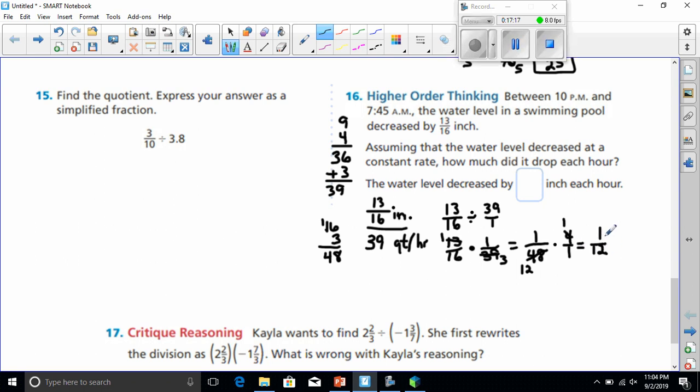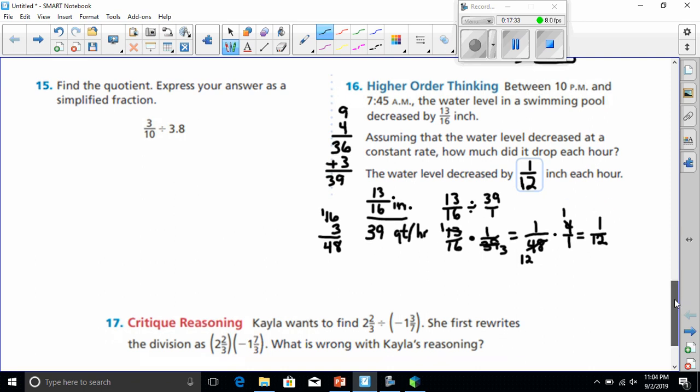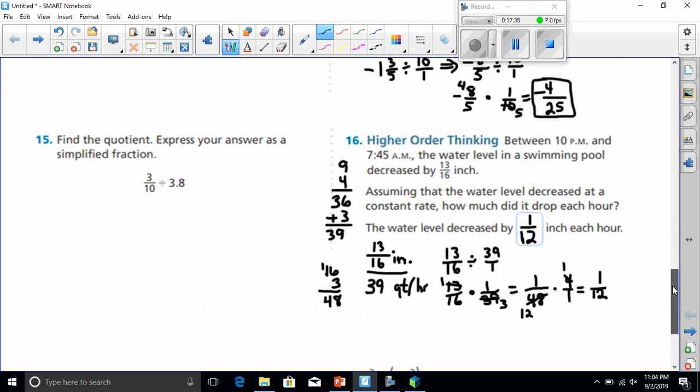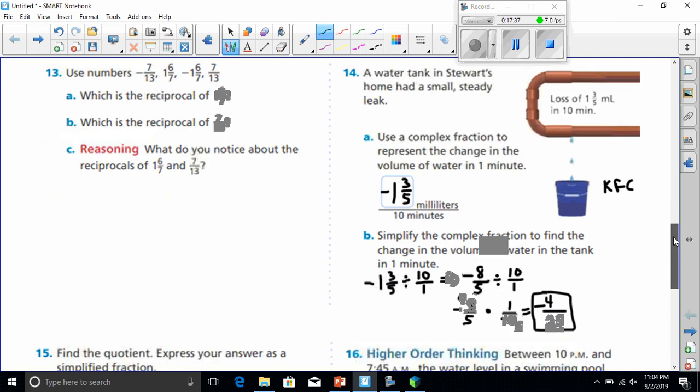So, in essence, it's saying that the water level decreased by 1/12 inch each hour. That's our answer. Let's see, 17 is yours to do, so good luck, and I'll see you in your class.